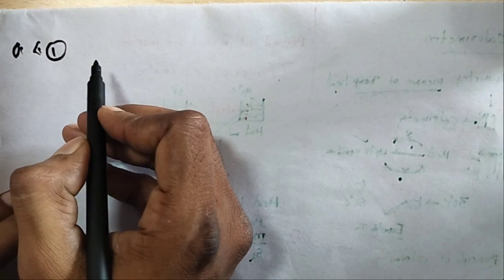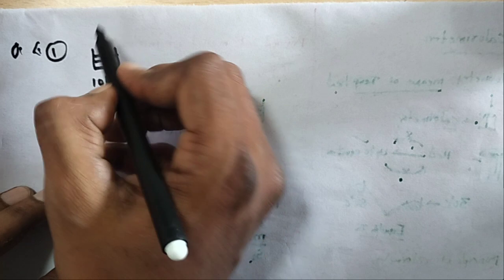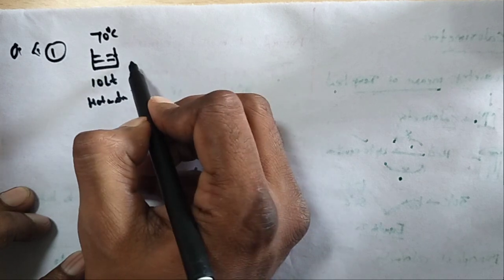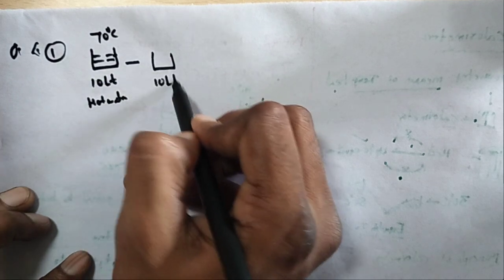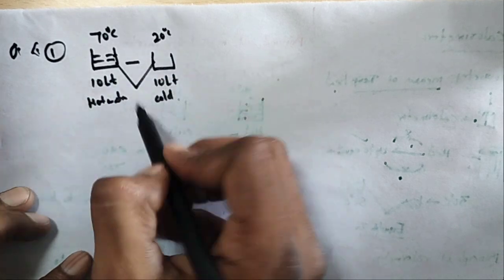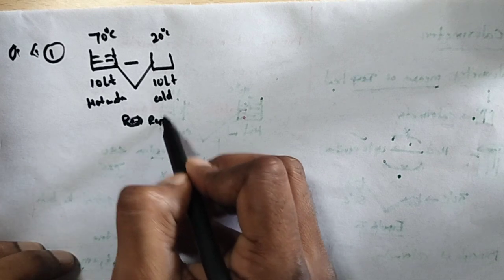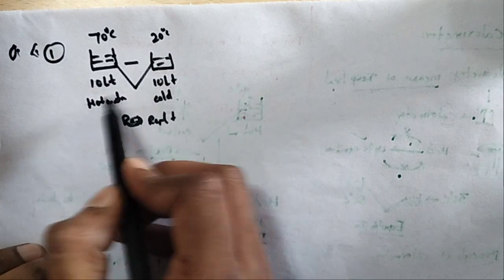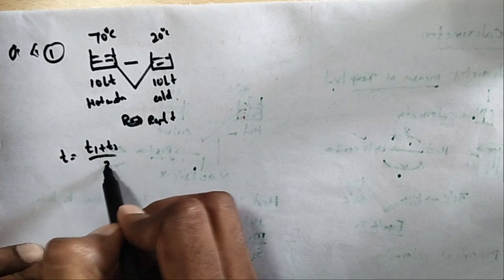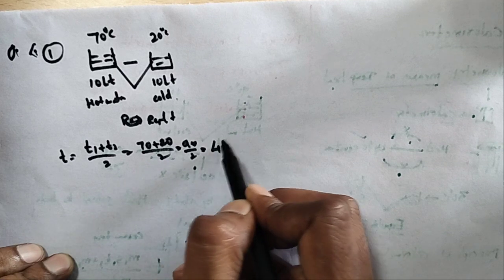Here I am taking one example problem. 10 liters of hot water at 70 degrees, and the same 10 liters of cold water at 20 degrees. Both are mixing. What is the resultant temperature? Both are the same masses and they are liquids, so the formula is T is equal to T1 plus T2 by 2. So 70 plus 20 by 2, 90 by 2, is equal to 45 degrees.